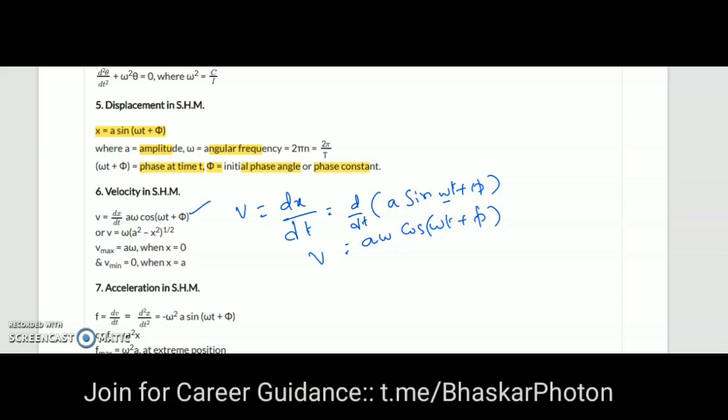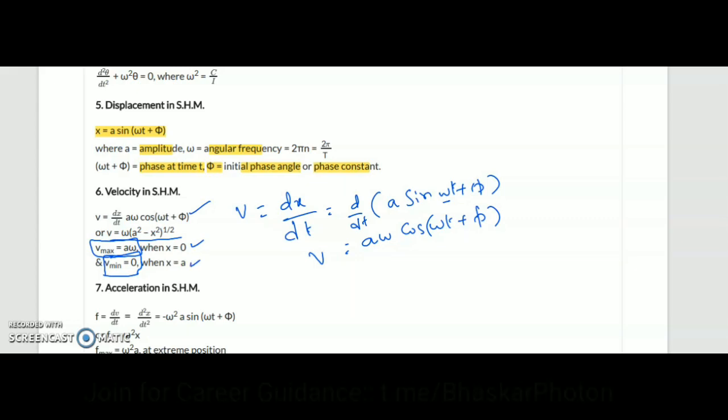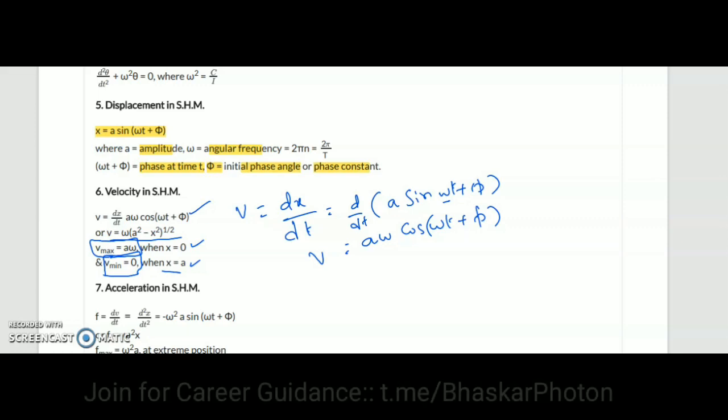So this v can be further represented as v is equal to omega times a square minus x square to the power 1 by 2. So v becomes v maximum, which can be written as a times omega, and v minimum is 0. These are the cases when x is equal to 0 and x is equal to a. So when x is equal to 0, v maximum is equal to a omega, and when x is equal to a, v minimum is equal to 0.